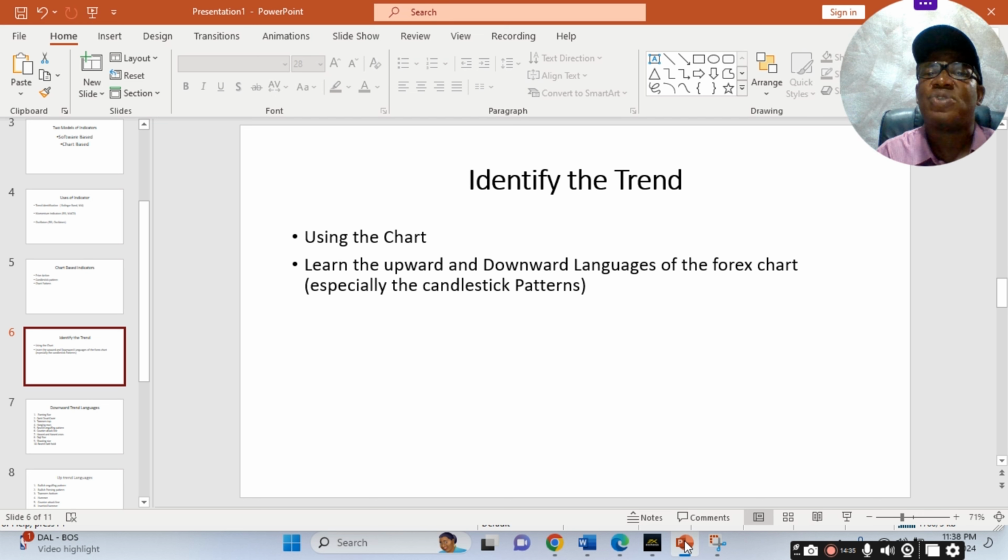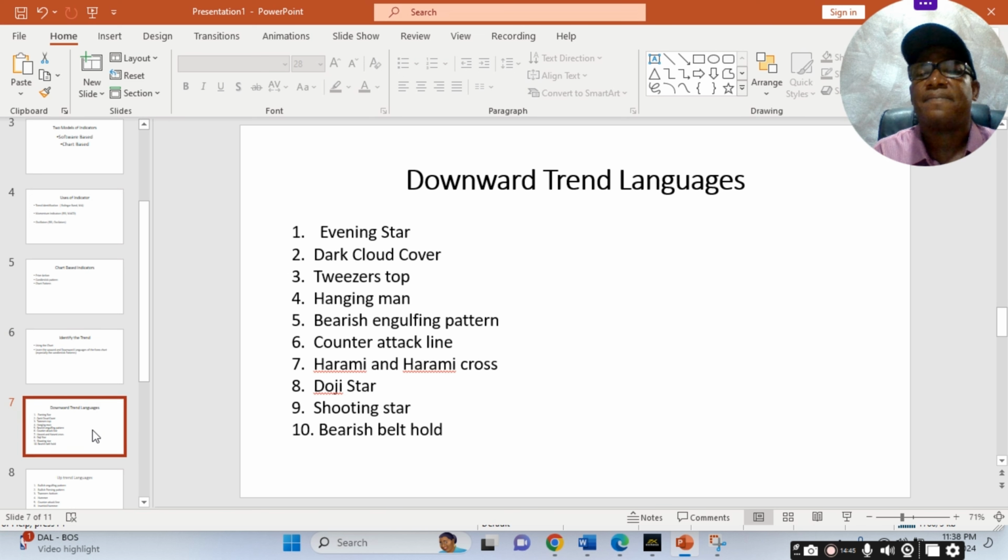Now, if the market is going up, there are specific languages you'll be waiting for, looking for. If it's coming down, there are specific languages you'll be looking for. Let me show you this. In a downward trend, you'll be looking for evening star, dark cloud cover, tweezer top, hanging man, bearish engulfing pattern. Why do you look for these things?